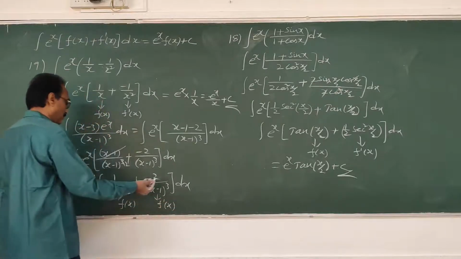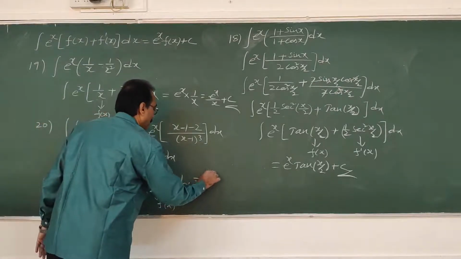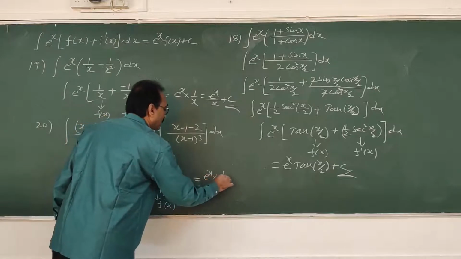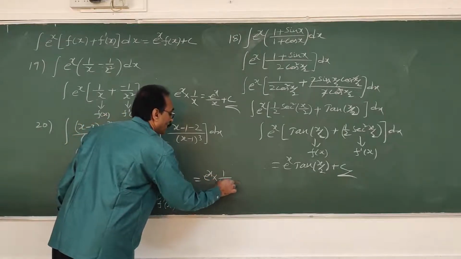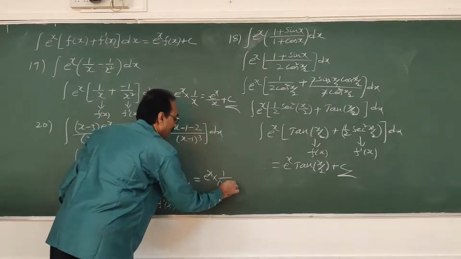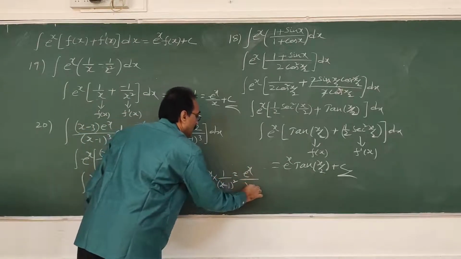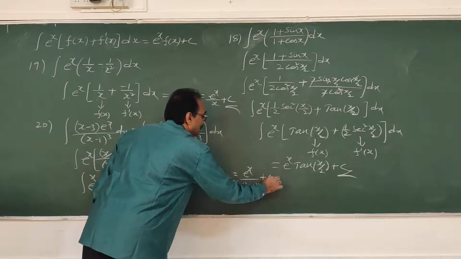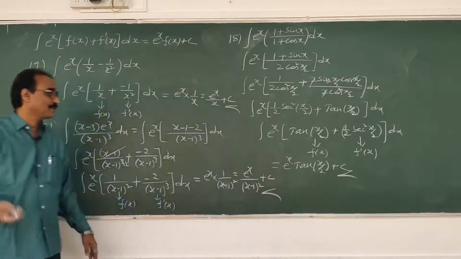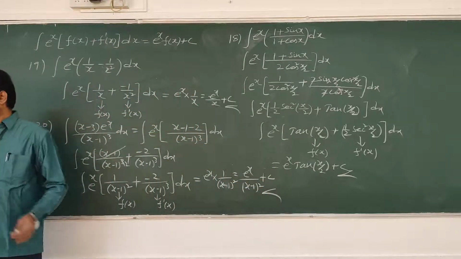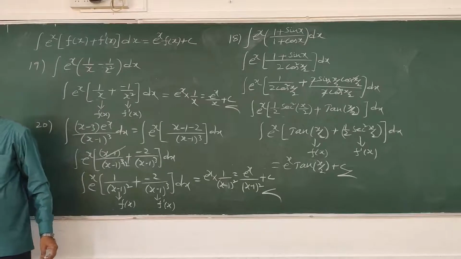Whenever you know it, what is the formula? e power x into f of x, means e power x into 1 by x minus 1 whole square. So this is nothing but e power x by x minus 1 whole square plus c, that's all. This is the problem we did. Correct or not? So this is what we have completed.